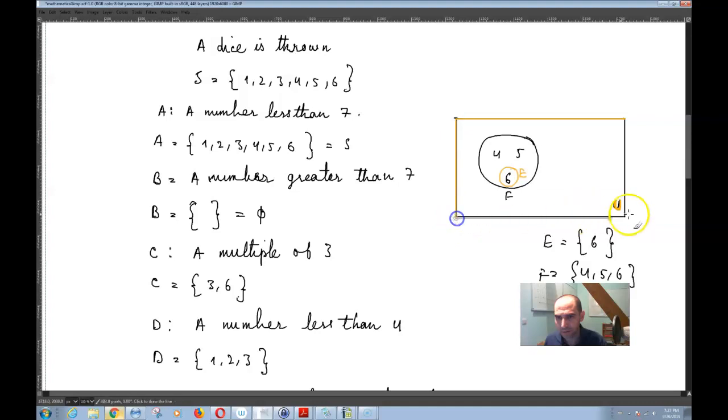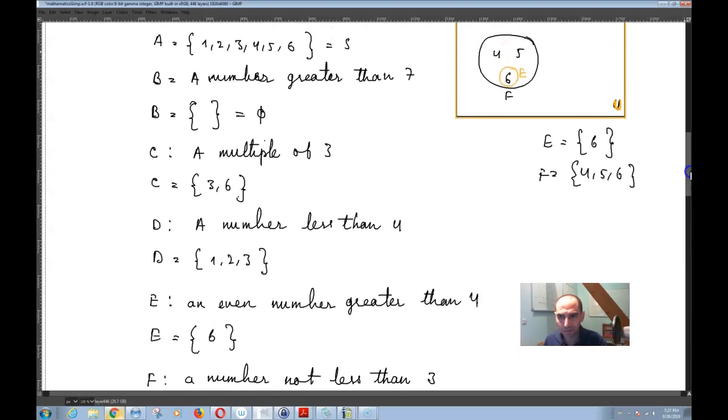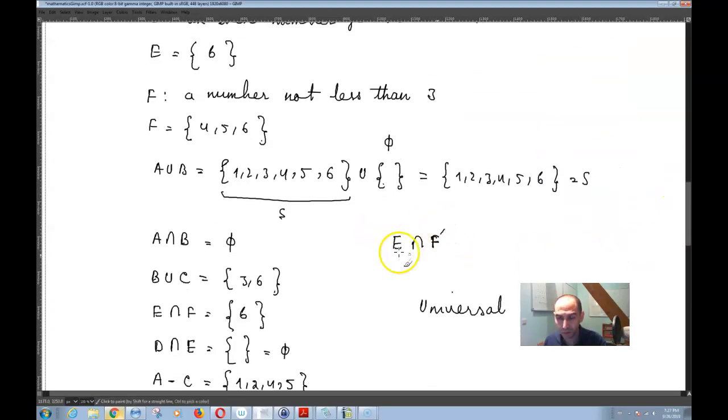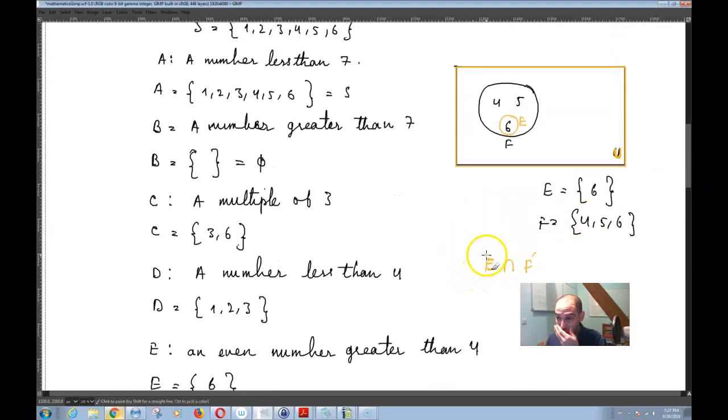universal set. Now when I write E intersection F prime, these are, by the way, very important. I mean, the algebra of these sets is very, very important. We will hopefully sometime review them, because clearly I have forgotten a lot of them myself.